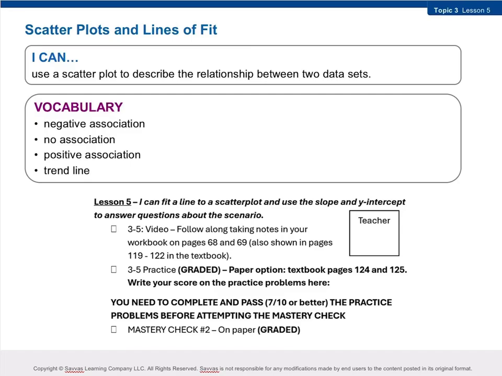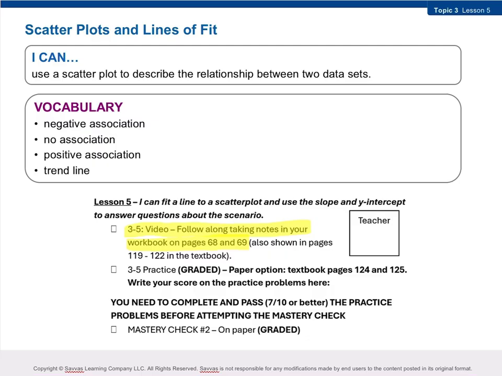All right, this is the 3-5 video, so if you're watching this, you should be following along, taking notes in your workbook on pages 68 and 69. This information is also shown in pages 119 to 122 in your textbook if you just want to read through it to get a quick refresher.